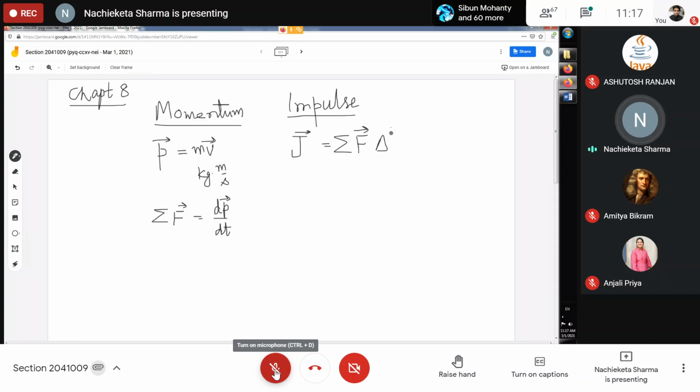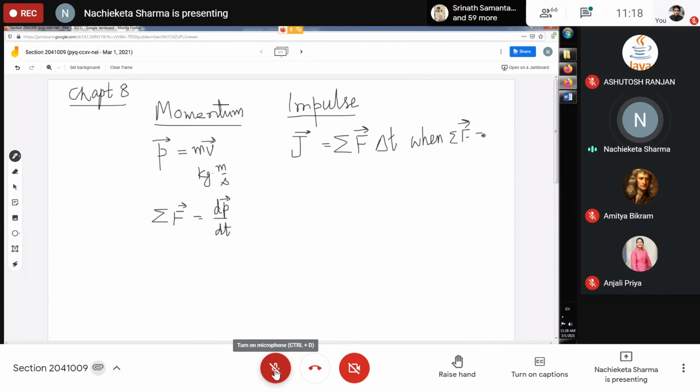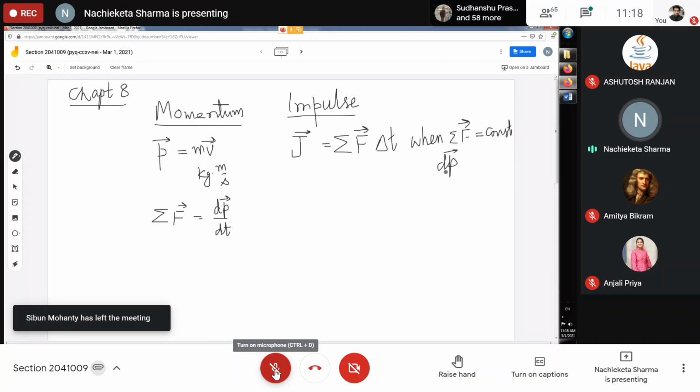Remember, when force is constant, when sum of F is constant. When force is constant, you can write delta F by delta T as dp. This is constant. So when force is constant, you can write dp by dt is also equal to delta p by delta t. That is possible.